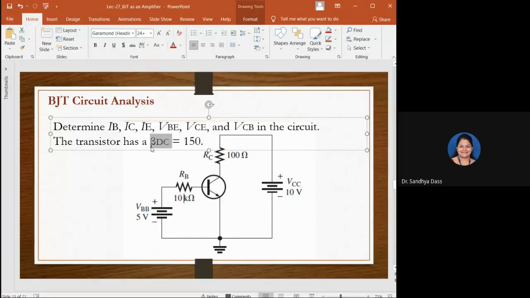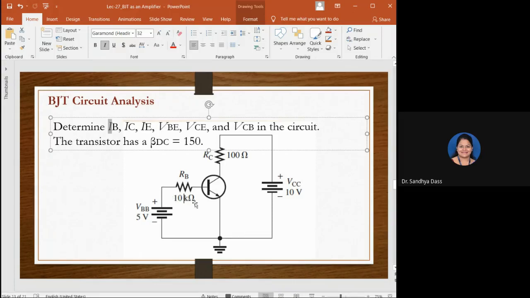So beta is given. If you find any one of the parameters, you can find the other, right? Beta is known. If you know IC, you can find IB, or if you know IB, you can find IC, isn't it? So from that, you'll be able to identify what is that 0.1. What is 0.1?